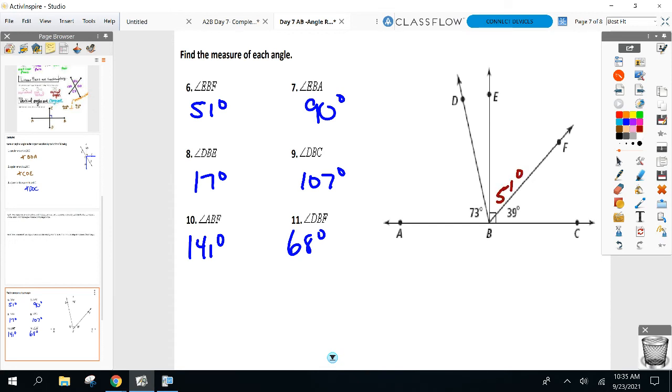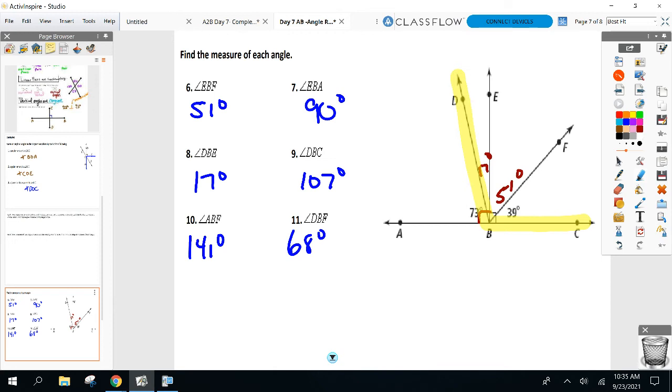Good. Same thing on the other side. If that's a right angle, that's a right angle. So if that's already 73 degrees, what do I have left over here? 17 degrees. Good so far. So you asked for DBC. So now I look D to B to C. Now I'm going to add up all 3 of those angles. Okay? All good? Anybody else?